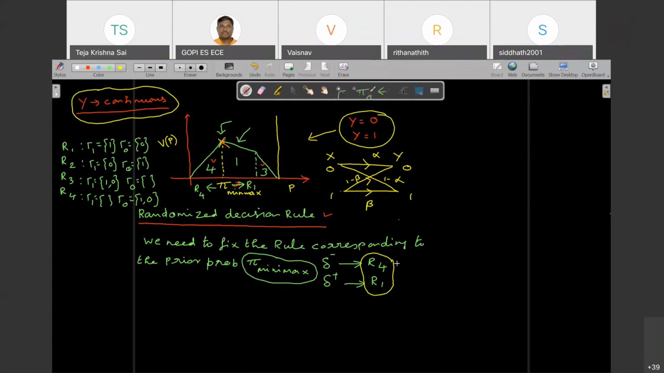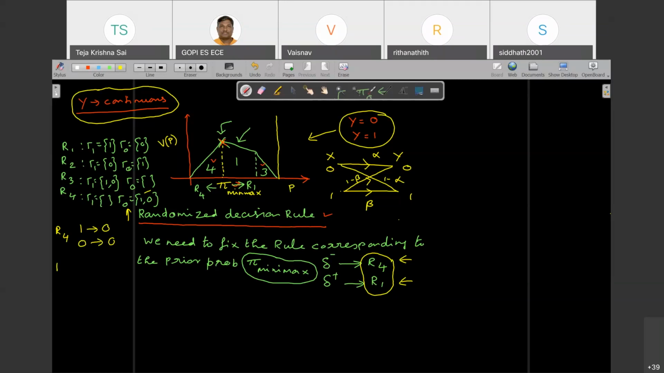For example, here in this case, we have what is called rule 4 and rule 1. What does rule 4 say? Rule 4 says that when you receive 0, you are going to decide 1 as well as 0 in both cases. So either y equal to 0 or 1, you always decide it as what? That is rule 4. Rule 4 says if you are getting 1, you decide it as 0. If you are getting 0, then also you decide it as 0. That is what rule 4 is saying.